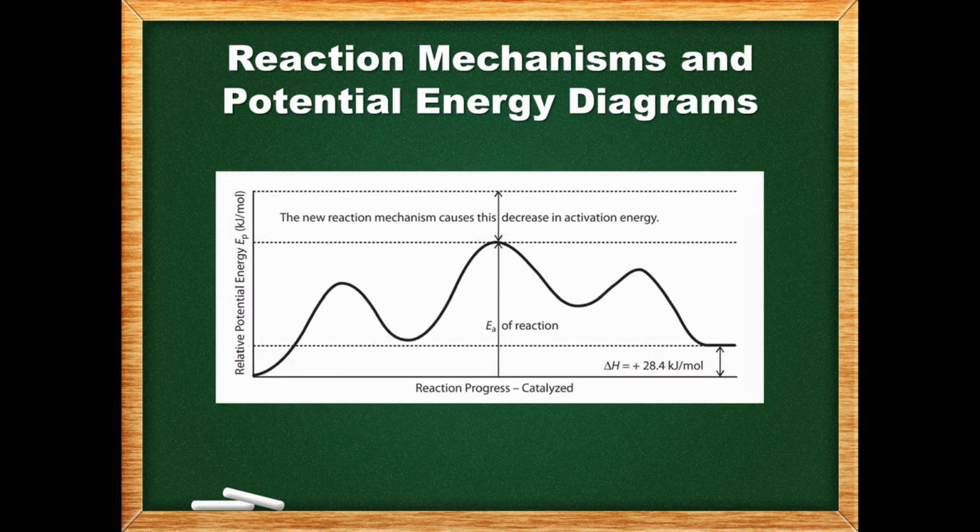When a catalyst is added, there are now 3 peaks which correspond to 3 different steps in the catalyzed reaction mechanism. The second peak is the rate-determining step. To calculate the activation energy for the whole process, we subtract the potential energy of the reactants from the potential energy of the highest energy activated complex.